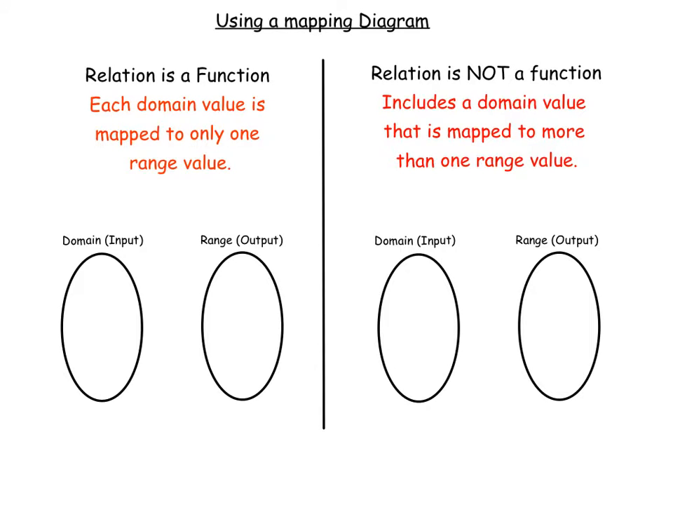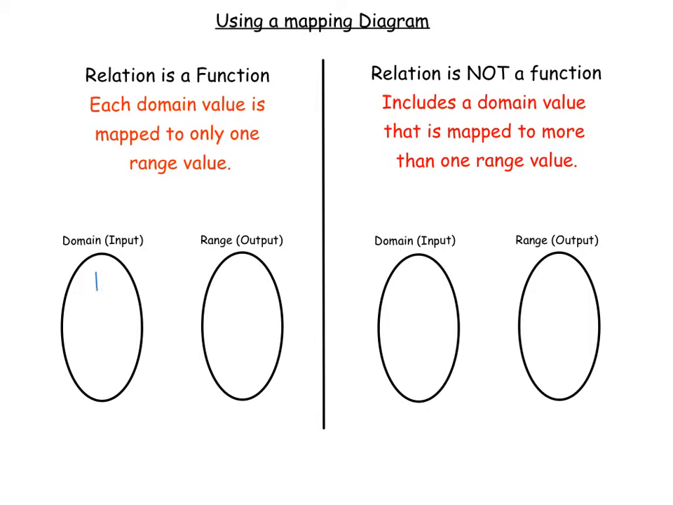All right, as I said, a relation could be shown as a mapping diagram. So sometimes relations are functions and sometimes they are not. If it is a function, every domain value is mapped to only one range value. In other words, every input has only one output. I suggest you add that line to your notes. Every input has only one output. So I'll just make up some numbers here.